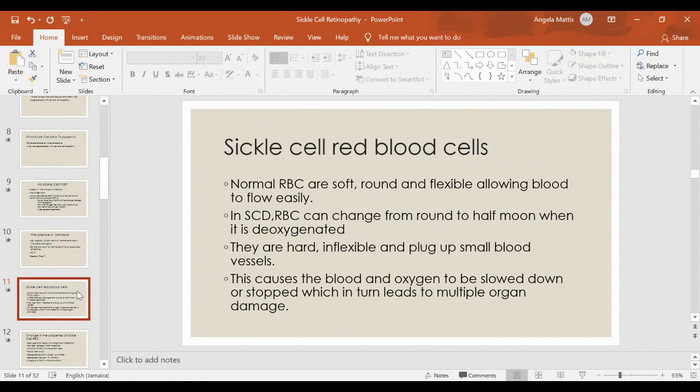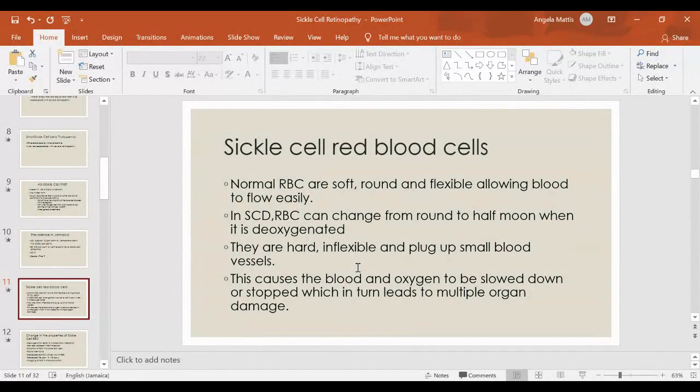As you all know, the normal red blood cells are soft and flexible, and they mold and pass through your blood vessels because they're very flexible. Now, in sickle cell disease, the red blood cells can change from round to half moon when deoxygenated. Under stress and deoxygenation, they become hard and inflexible, and they plug up small blood vessels because they cannot mold and squeeze through. They just clog up the vessels.